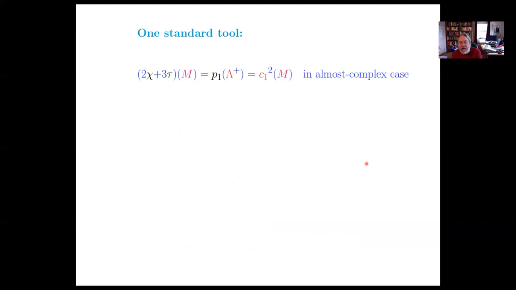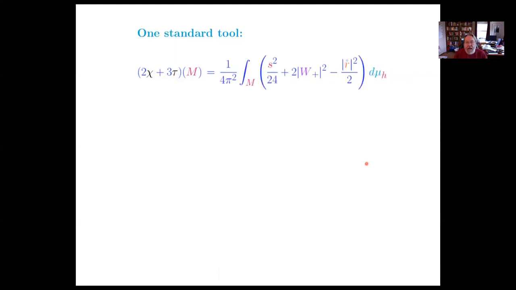This invariant is very prominent when you look at almost complex manifolds. If you choose an almost complex structure that is compatible with a given orientation on the manifold, then c1 squared of the complex structure actually turns out to be just a different way of describing the first Pontryagin class of lambda plus.